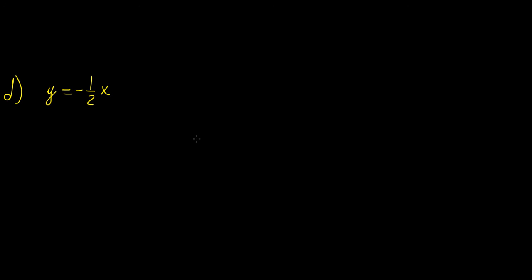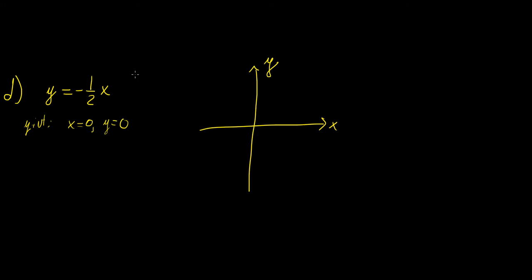And in this last example, we're given something that looks the same but slightly different. Now we have a minus half attached to the x. So once again, we know that the y-intercept is going to be located at the point x equals 0, y equals 0. So that's at the origin. And basically from this, what we can infer is that there's a coefficient of half attached to the x, right? But it is negative.